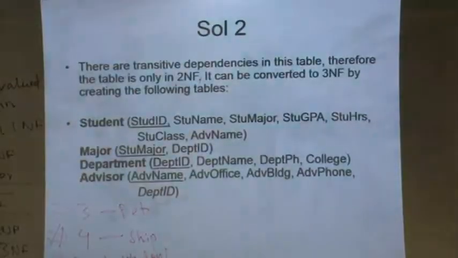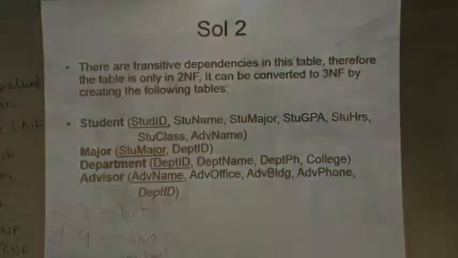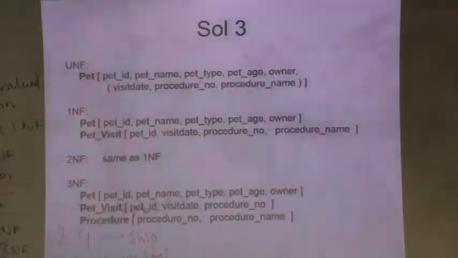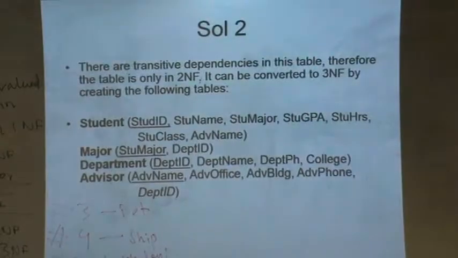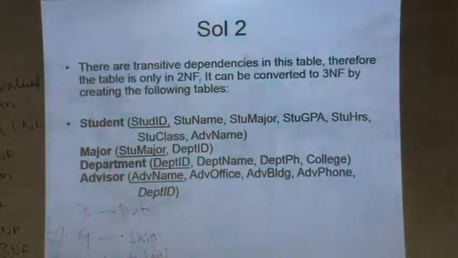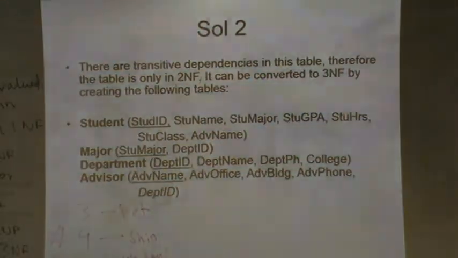One more example that I would like to discuss is a student table with student ID, student name, student major, and student GPA, and there are transitive dependencies in this table. Therefore, the table is only in 2NF. It can be converted into 3NF by creating the column tables. So my target is to make them into 2NF first, followed by 3NF.